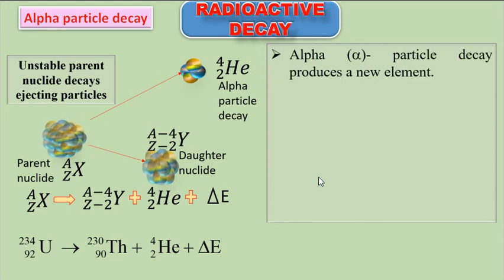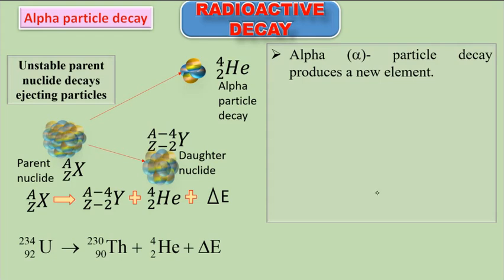Now, what are the characteristics of alpha particle decay? You can see from this animation. Number one, alpha particle decay produces what? A new element. What is the new element produced here? That is this, the daughter nuclei, different from the parent nuclei. That's a new element produced. Another element produced here is the alpha particle that we are referring to. That's another new element produced. So therefore, this will always lead to what?